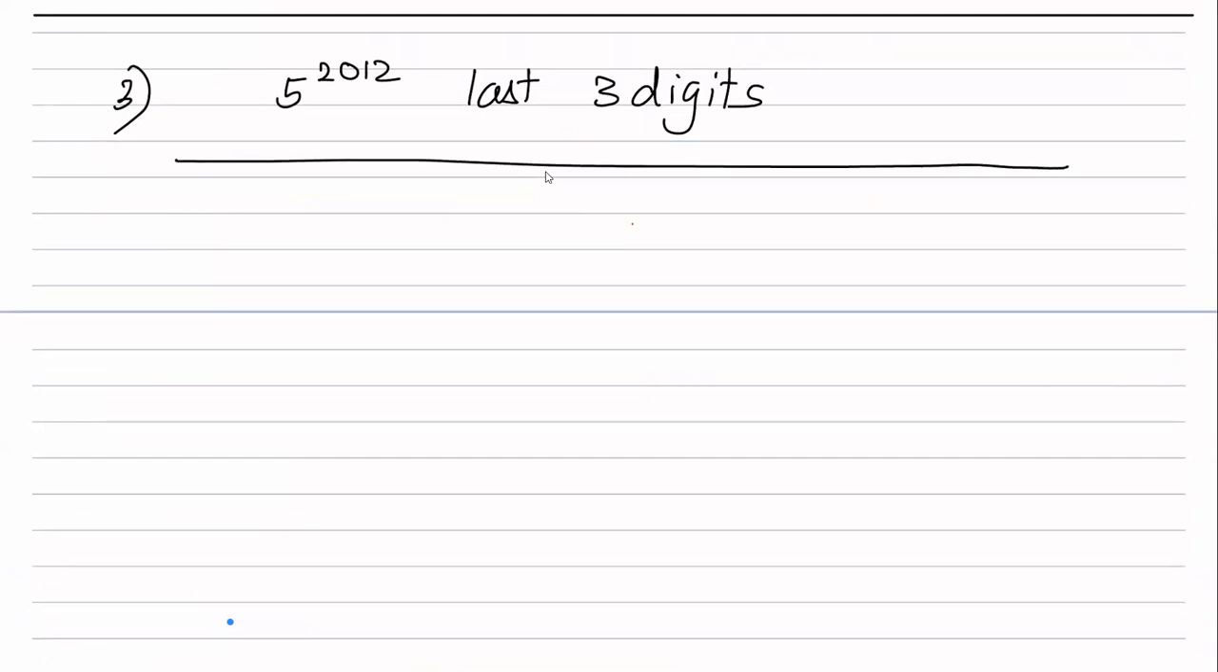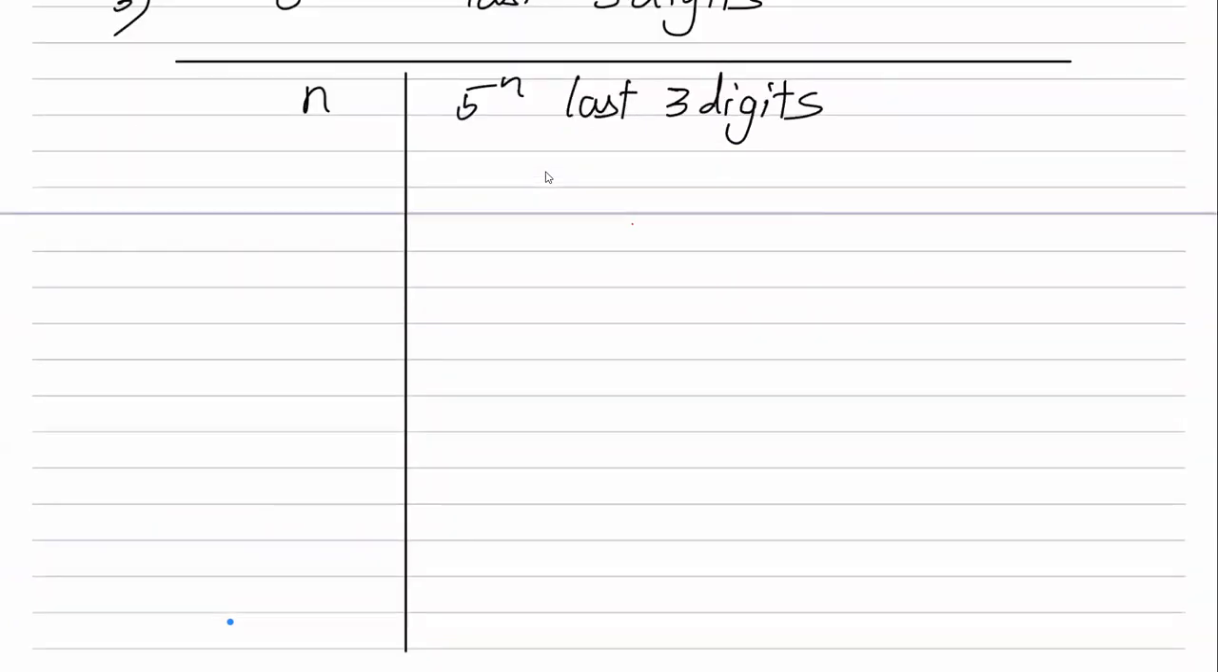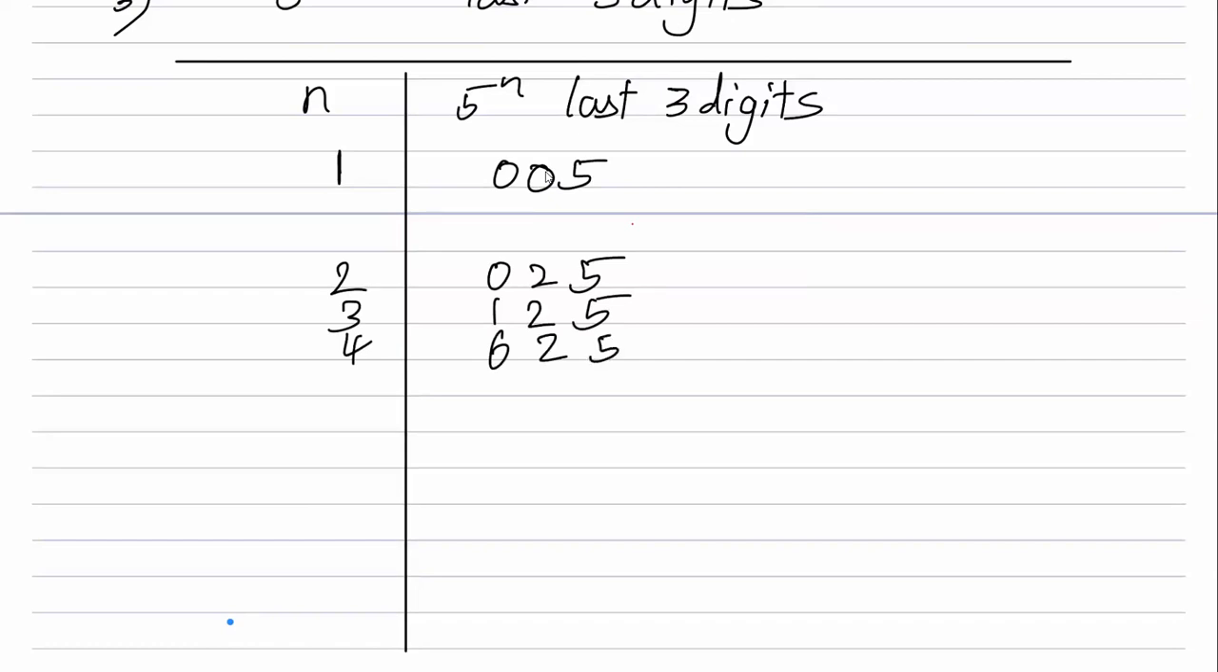Okay. Here we have, I'll just write down n and 5 to the power n. Last three digits we want, na? We want last three digits. So, for n equal to 1, it is 005. Then for 2, it is 025. 3 is 125. 4 is 625. 5 is 3125, so I'll remove the 3.